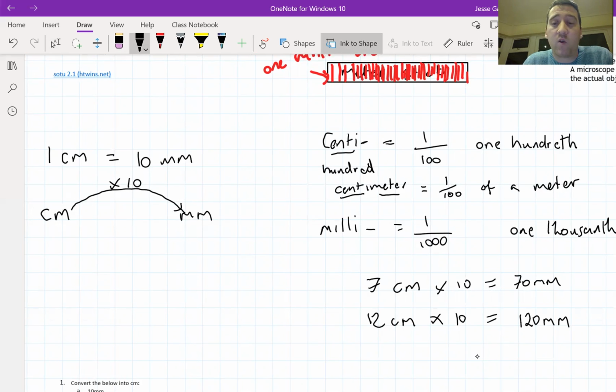What about this one? 3.5 centimeters. How many millimeters is that, please? Work it out for me on your calculator. Pause the video and do it now.